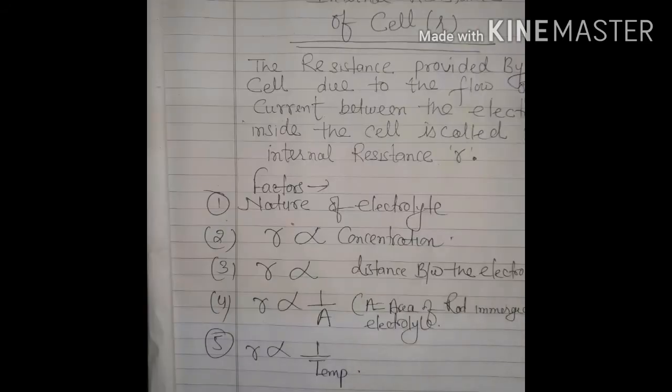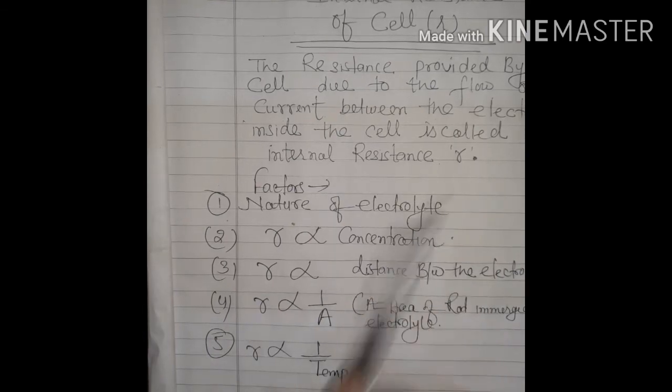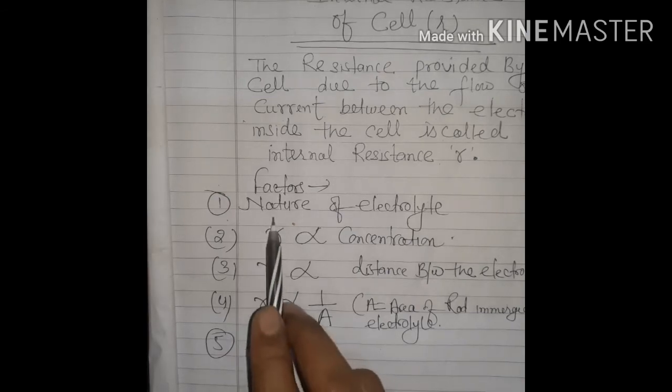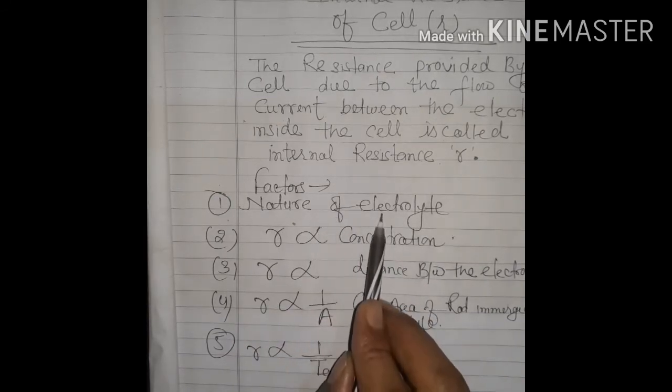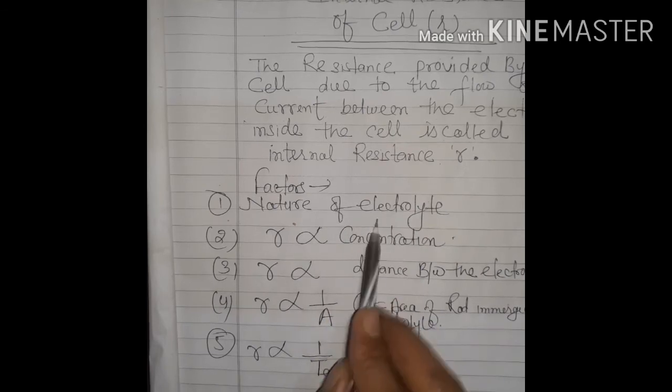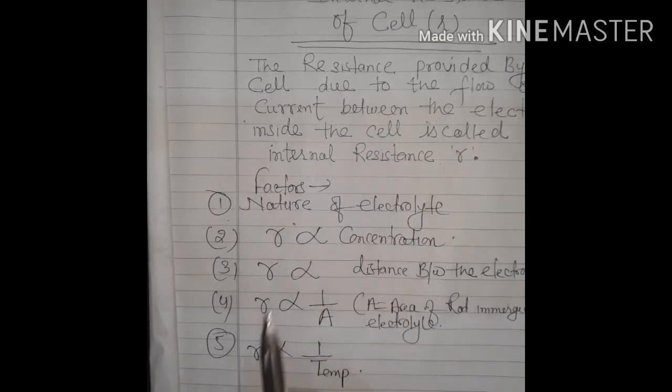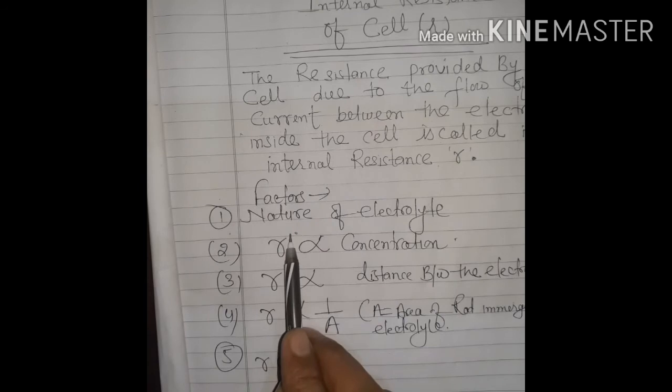So the internal resistance of any chemical cell, as I told, is denoted by R. R simply depends on the following factors. They are very simple. First is the nature of the electrolyte, either it is ZnSO4 or copper sulfate, zinc sulfate, whatever, H2SO4. So these are the different types of solutions or electrolytes that can be used. So it depends on the nature of the electrolyte.